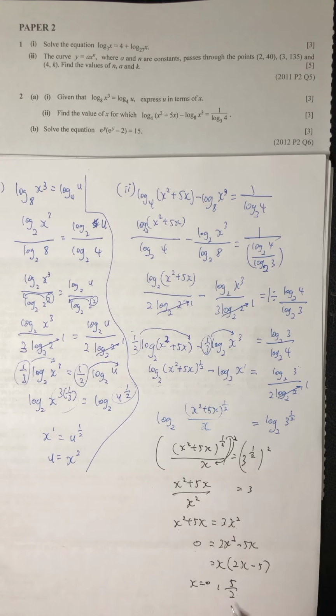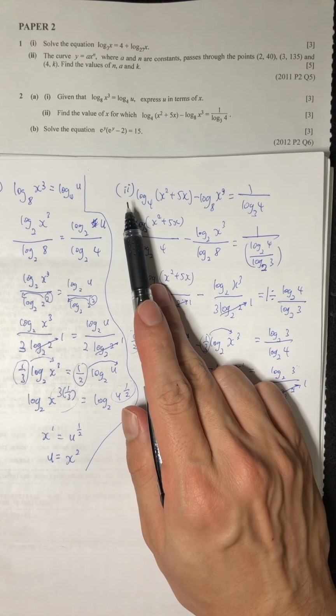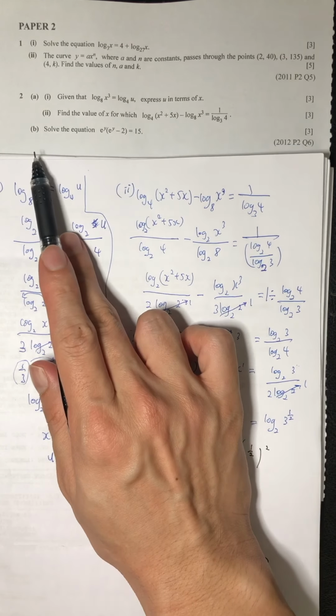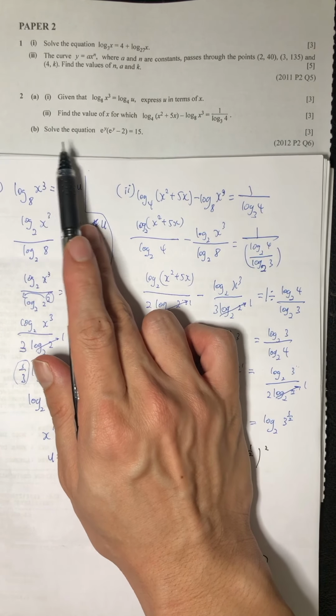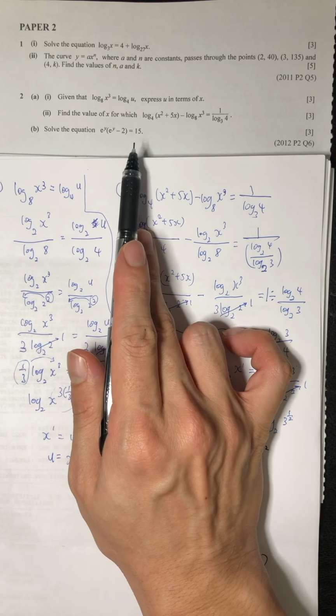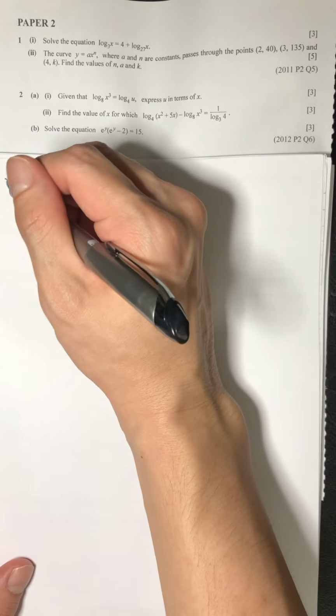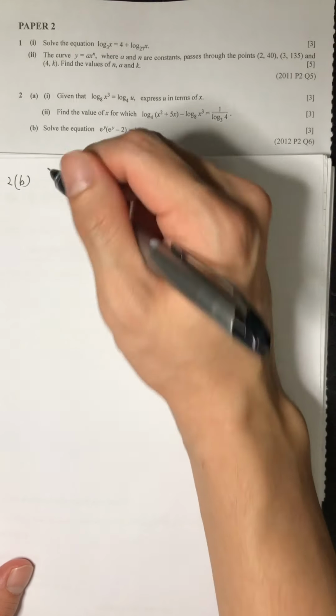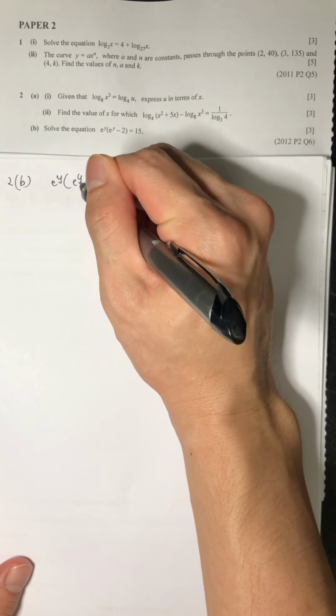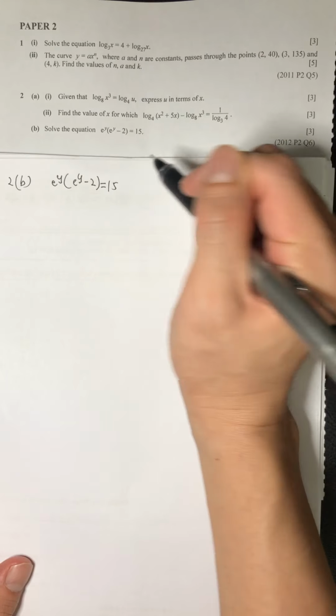Okay, so we are done with this question 2aii. Now let's go to 2b. Solve the equation. This is the equation. Let's try. So 2b: e to the y multiplied by e to the y minus 2 equals to 15.